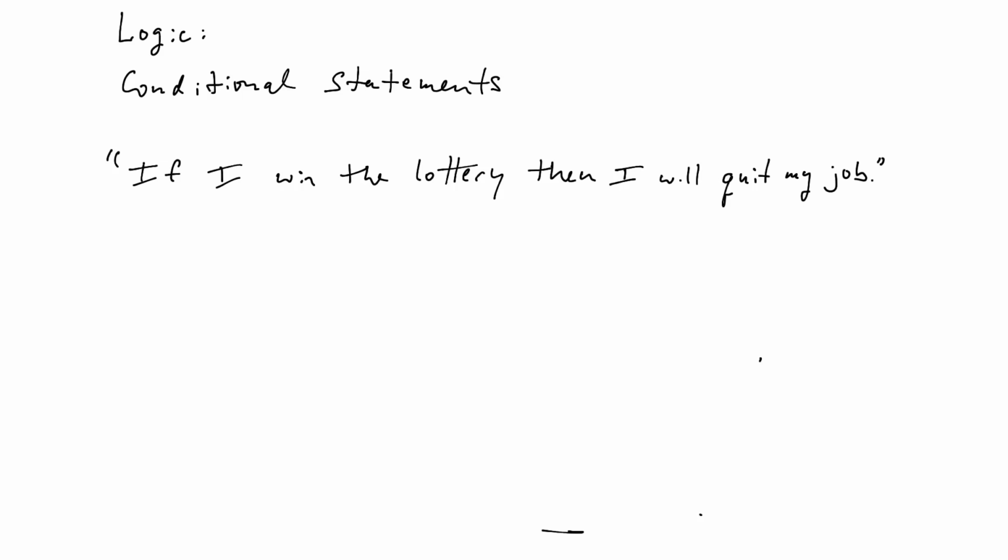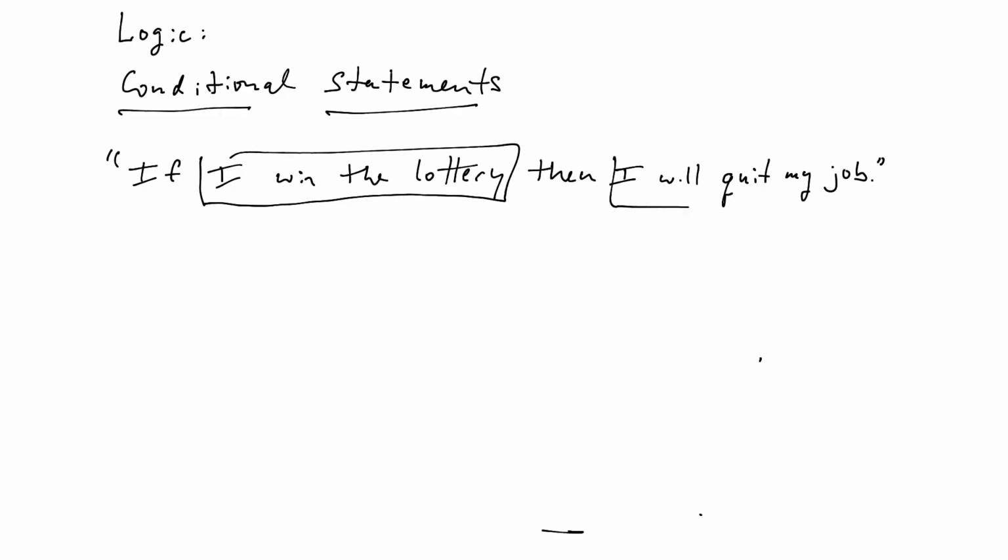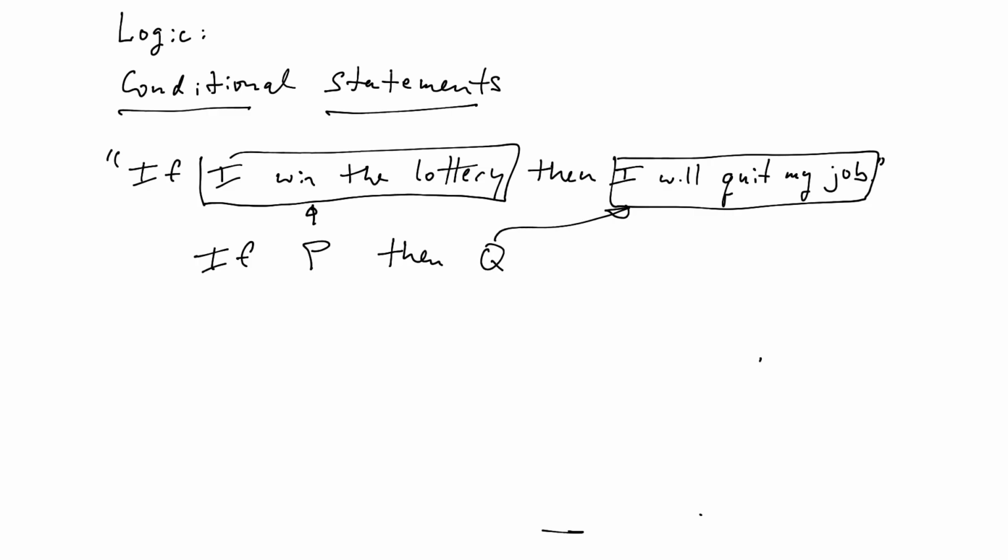In logic, a conditional statement is one that can be written in the form if something, then something else. Using symbols, we could say if P, so I can make P the statement, I win the lottery, then Q, and Q is the statement, I will quit my job. And there's even a symbol for it, P arrow Q.